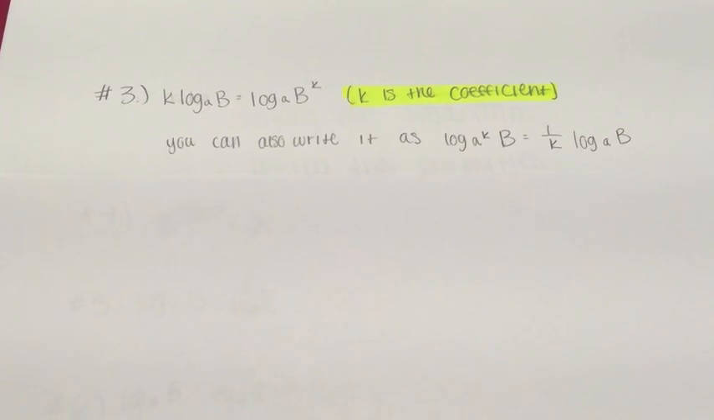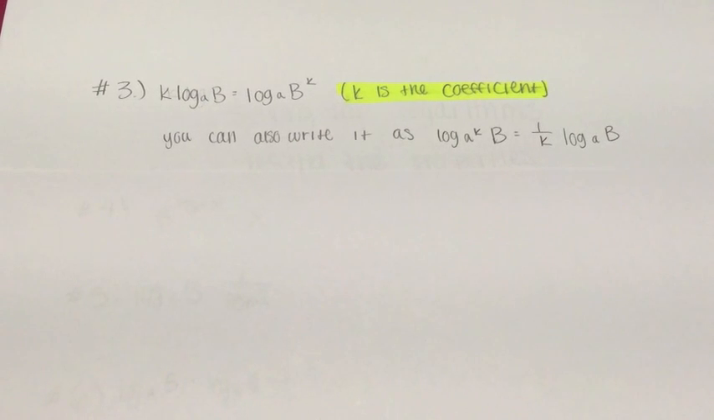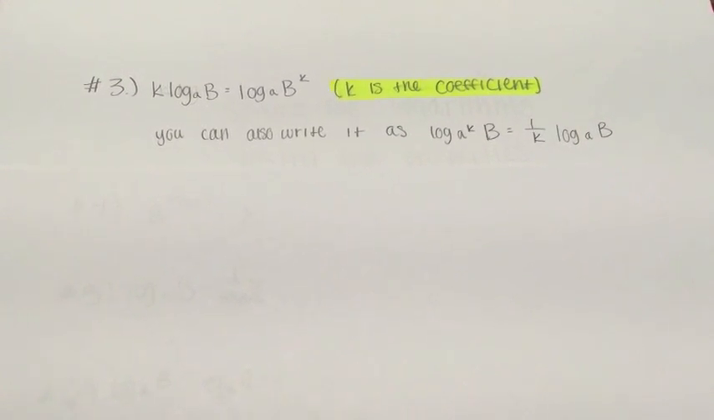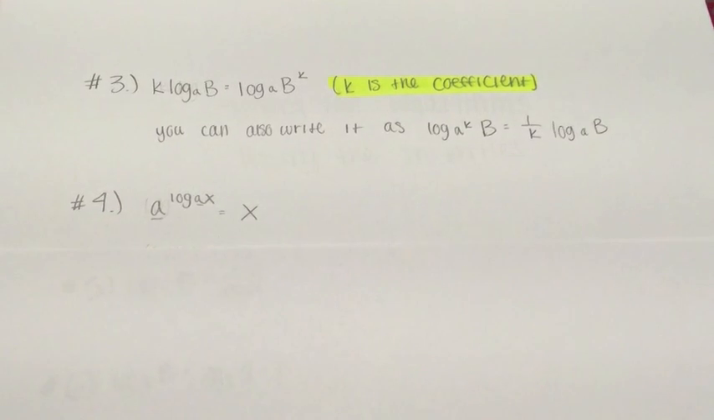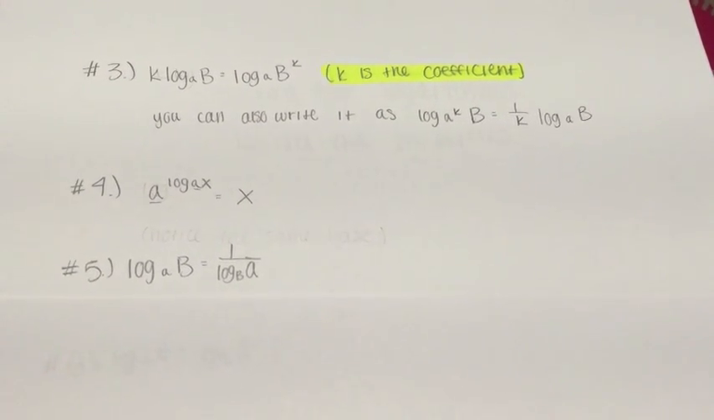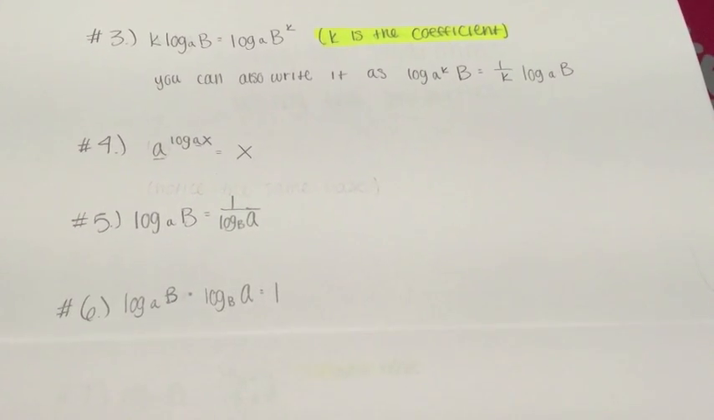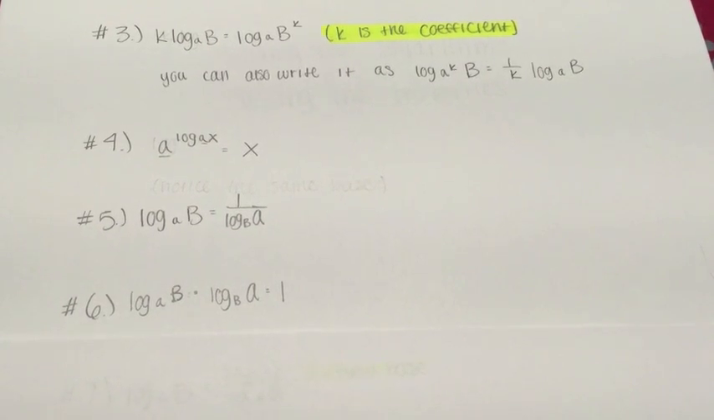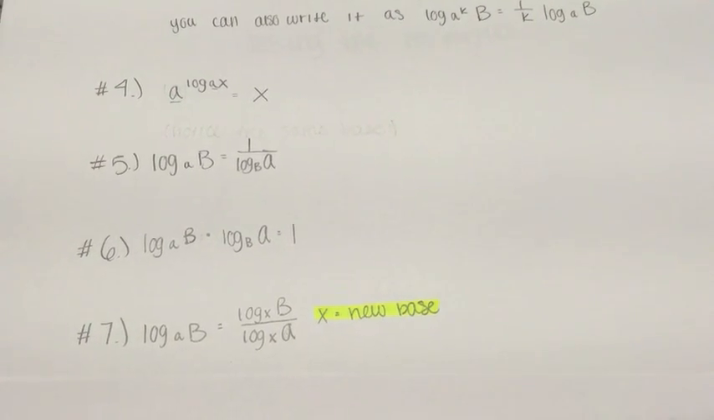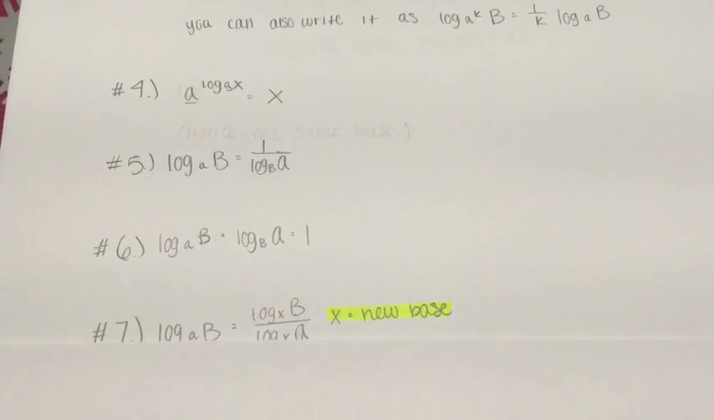The third property is k times log base a of b equals log base a of b to the power of k. K is the coefficient. You can also write it as log base a of b to the power of k equals 1 over k log base a of b. The fourth property is a to the power of log base a of x equals x. The fifth property is log base a of b equals 1 over log base b of a. The sixth property is log base a of b times log base b of a equals 1. And the seventh and final property is log base a of b equals log base x of b over log base x of a, where x is the new base.